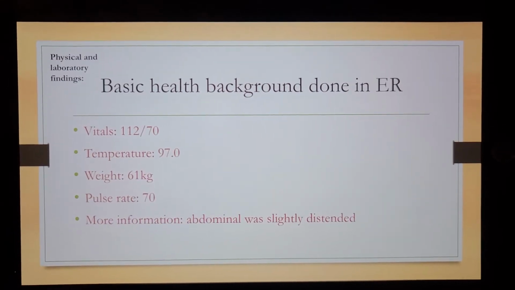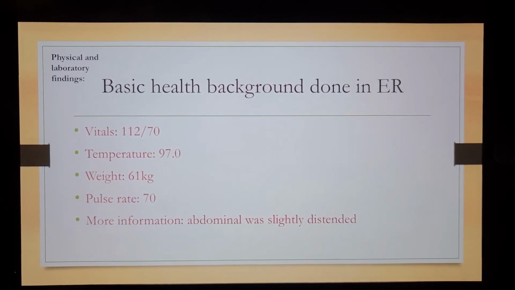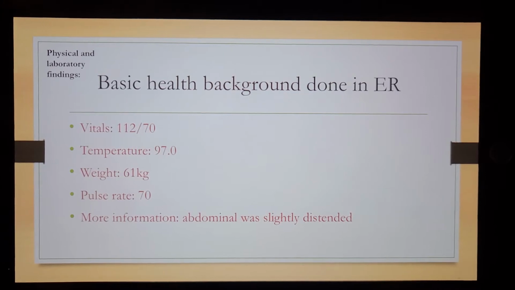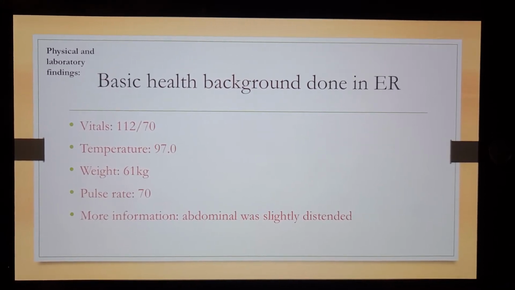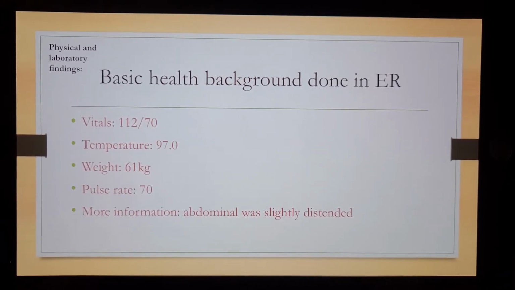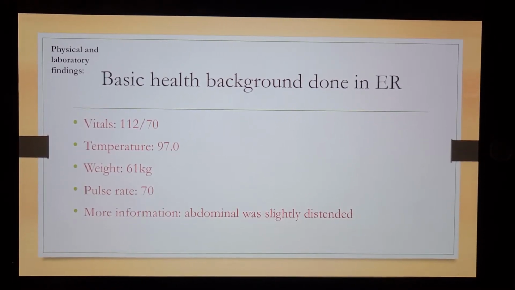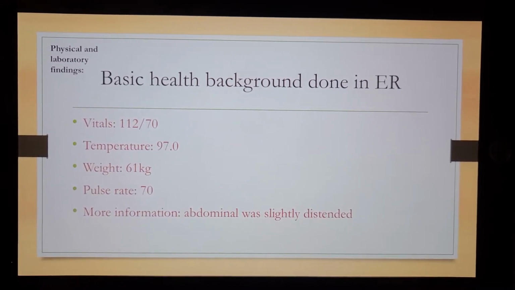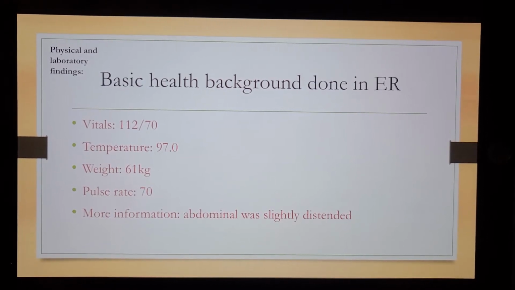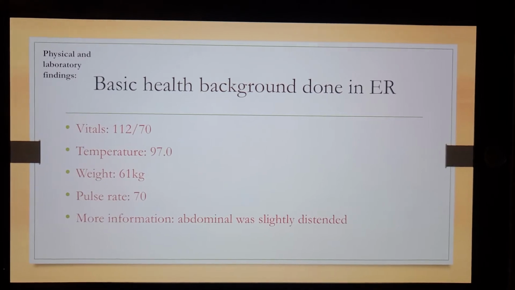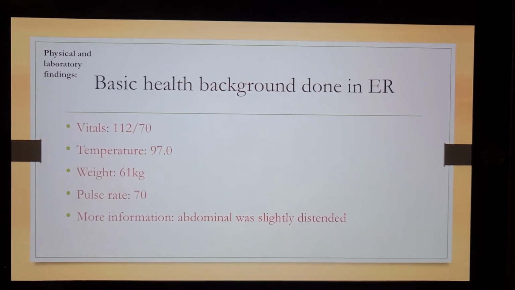For the first part of my physical and laboratory finding, I talk about the basic health backgrounds done in the ER. Olivia's vitals were 112/70, temperature was 97, weight was 61 kilograms, pulse rate 70, and some more information that was given is that her abdominal was slightly distended.